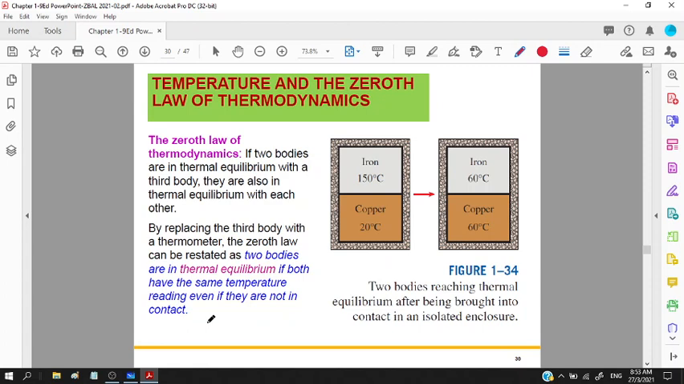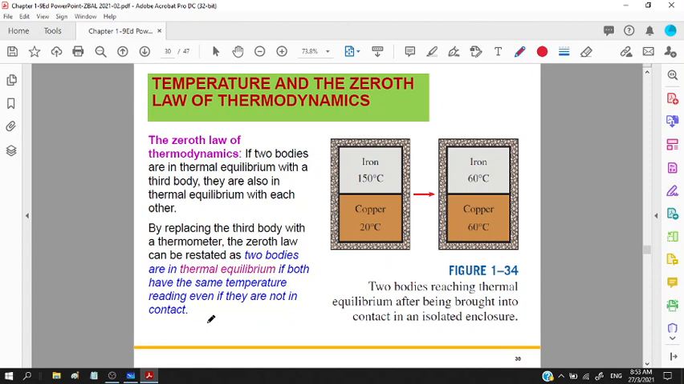Now we look at the temperature and the zeroth law of thermodynamics. When we have two different bodies having different temperatures, and these two bodies are brought together side by side, then we are going to have heat transfer from high temperature to low temperature. This heat transfer is the transfer of energy, and it will continue until the temperatures are the same for both bodies.